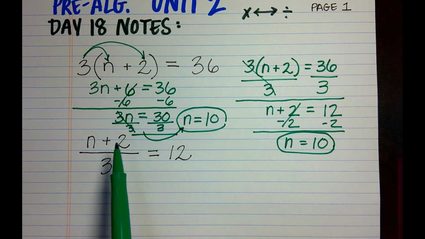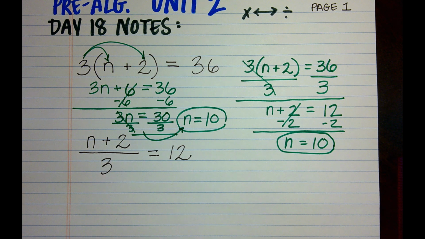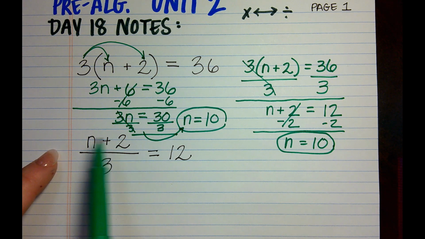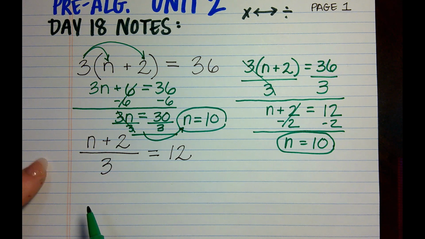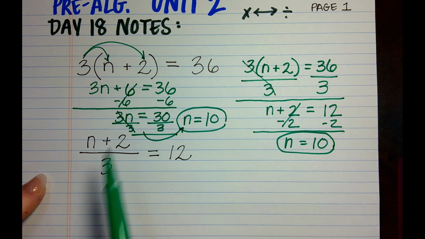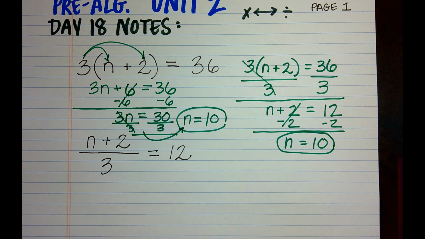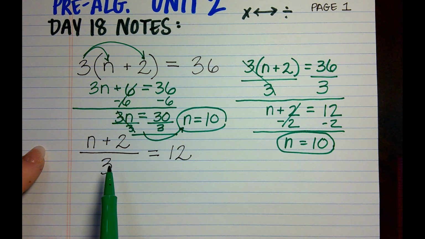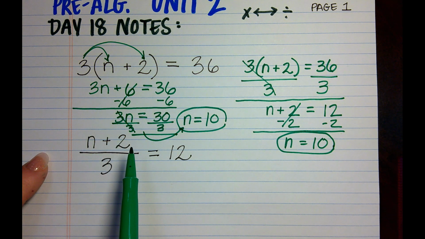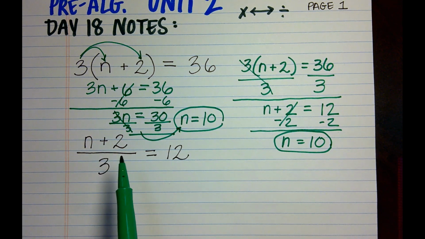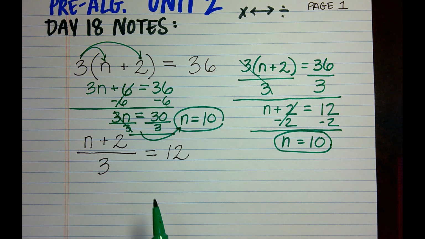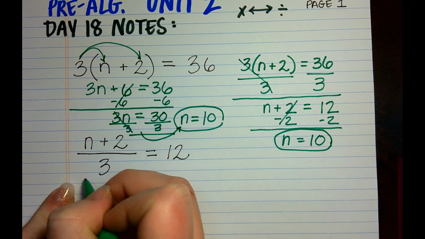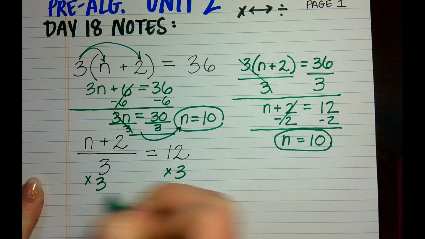Now I have a problem where instead of parentheses separating a piece of my equation, I have a fraction. We don't like fractions. But what is a fraction? What's happening when I have a number over a number? Division. This is just n plus 2 divided by 3. Now, I cannot mess with n or 2 until I get rid of my 3. If this is divided by 3, I'm going to multiply by 3 on both sides.